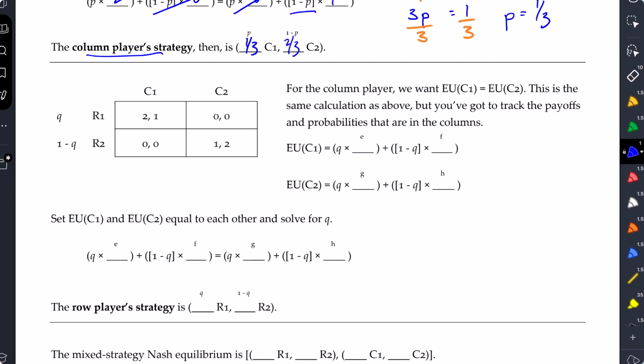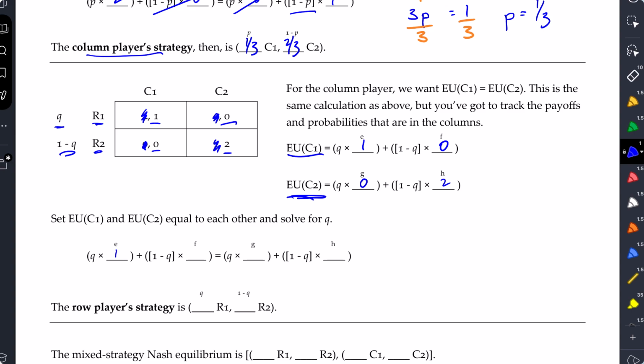Okay, now we do the same for these two expected utilities. So we have the probability of playing R1 as Q and the probability of playing R2 as 1 minus Q. So now we just care about these values. So the expected utility of playing C1 is going to be 1 times Q and 0 times 1 minus Q. And the expected utility of playing C2 is going to be 0 times Q and 2 times 1 minus Q.